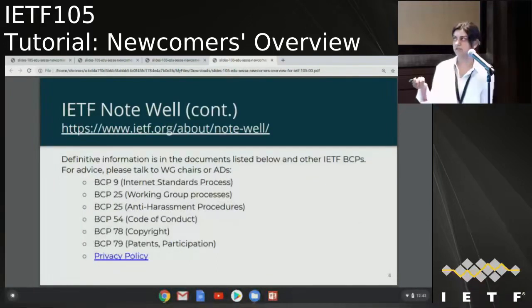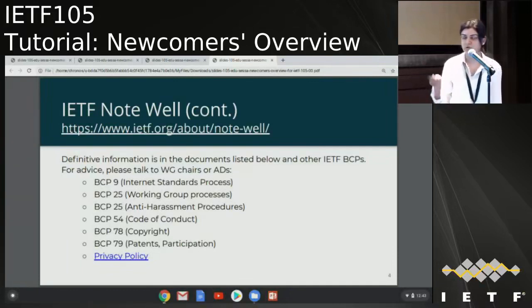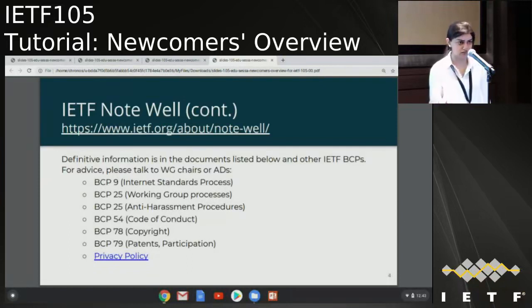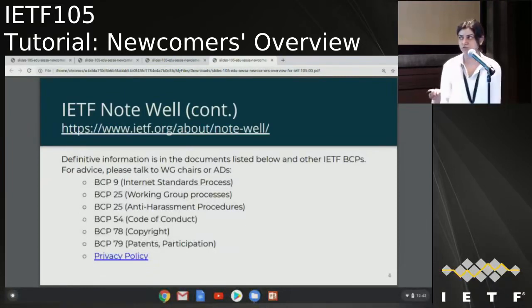This is again the continuation of the IETF Note Well slide. These are different BCPs, that is best current practices documents, which are RFCs, and they have details on several topics that IETF has policies on, and that you as an IETF participant would agree to abide by. There is a BCP for standards processes and working group processes, where most of the work of IETF happens. Then there are policies for anti-harassment, code of conduct, patents and copyright. And most recently, there is a BCP on privacy policy, about how IETF handles all the information that you provide to IETF. If you are interested in that kind of thing, you should go through all these BCPs.